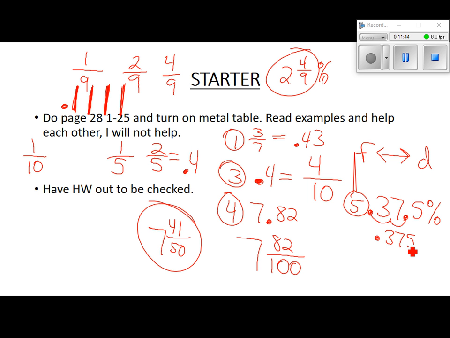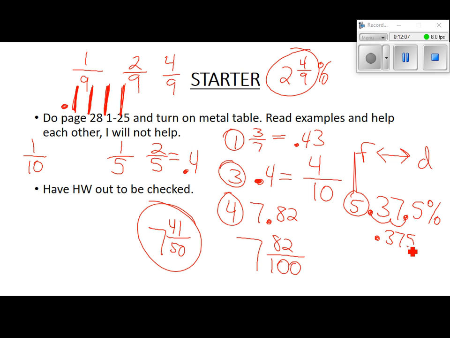Be able to bump it 2 places. If you're changing percent to a decimal, you're going 2 places to the left. Decimal to a percent, 2 places to the right. Everybody can do that. All right? I don't use the percent button on your calculator because it's confusing, and I don't feel like trying to teach it to you. What's your question, Nate?